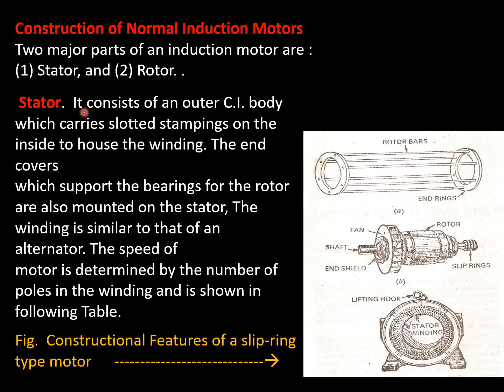The stator consists of an outer cast iron body which carries slotted stampings on the inside to house the winding. The end covers which support the bearing for the rotor are also mounted on the stator. The winding is similar to that of an alternator. The speed of the motor is determined by the number of poles of the winding and is shown in the following table.